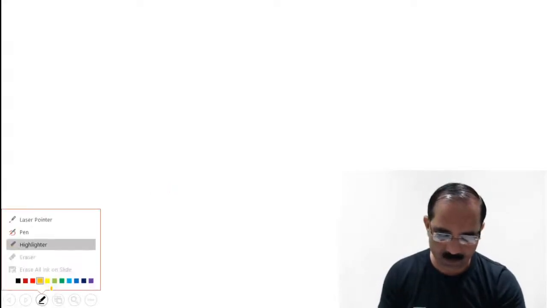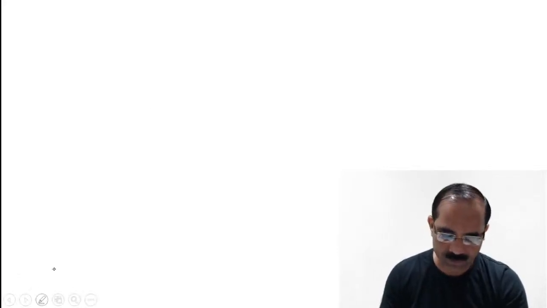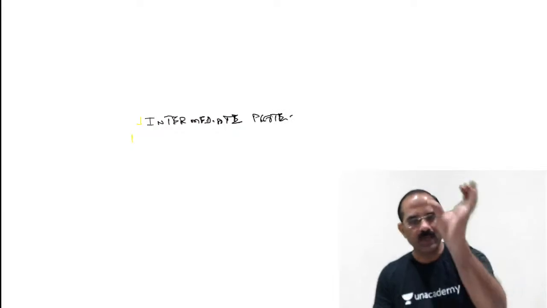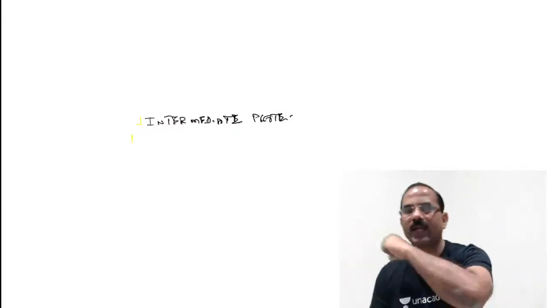Come on, students, quick. Testis and the ovary develop in the intermediate plate mesoderm. You've got paraxial, you've got intermediate plate, you've got lateral plate mesoderm.